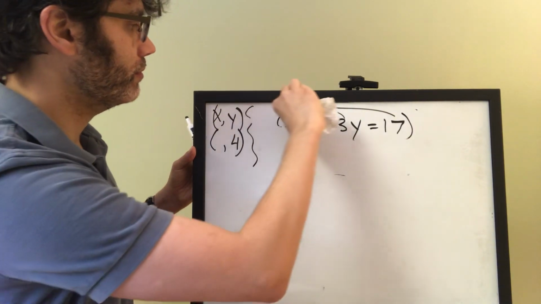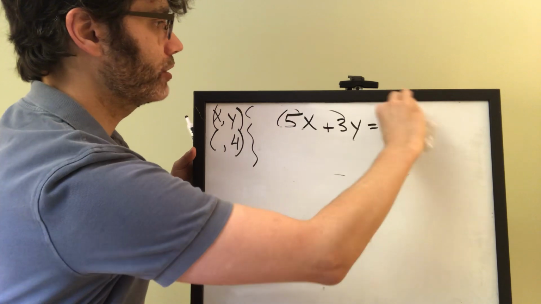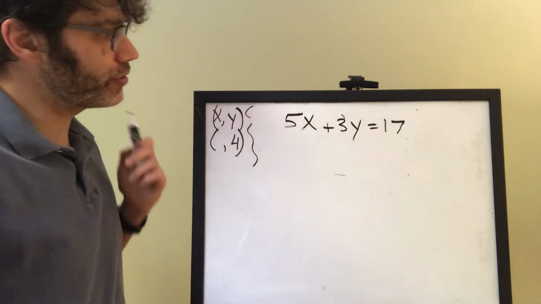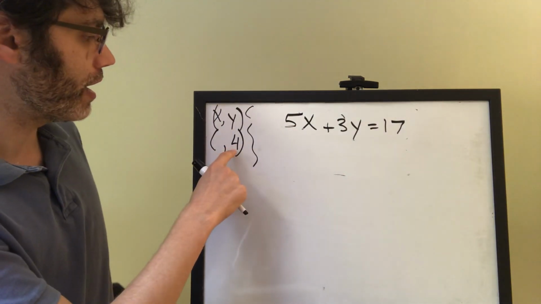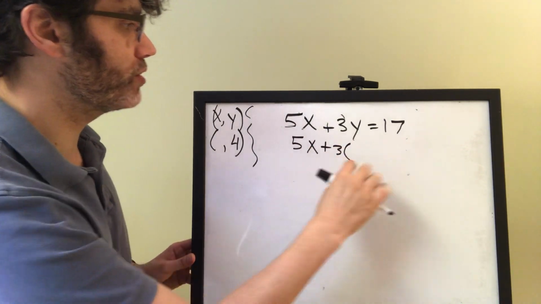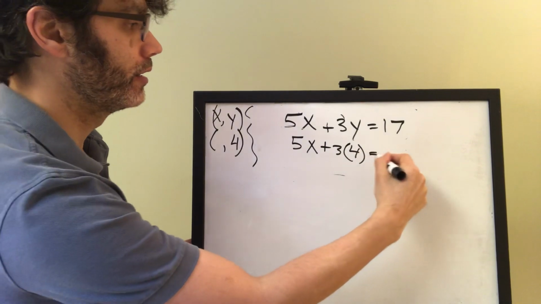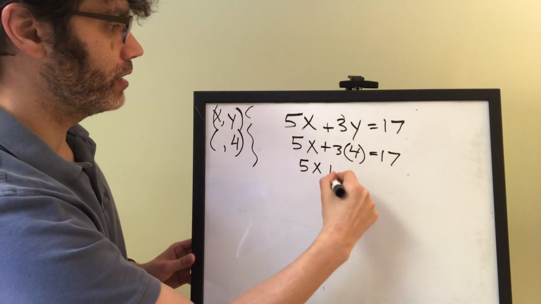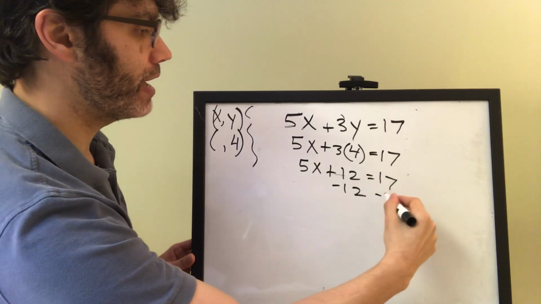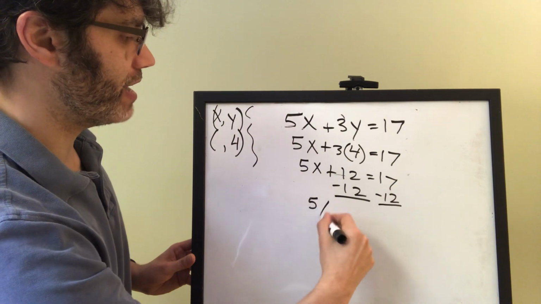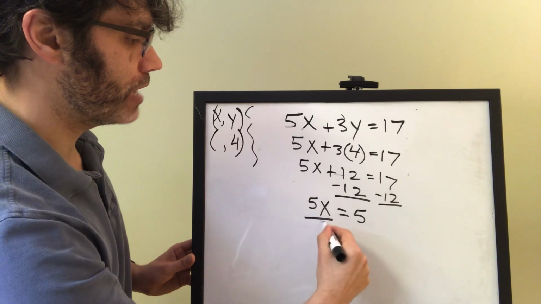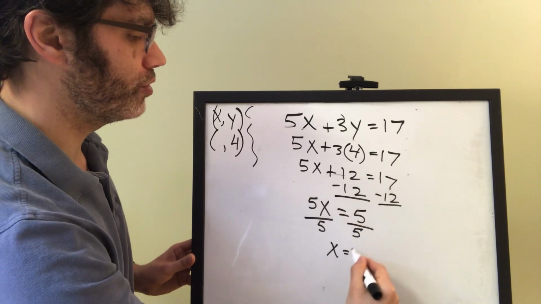So I can go back to the original equation, which looked much simpler than what we turned it into. So 5x plus 3y equals 17. That's an original equation that we had. And so we put 4 in for y. Okay, so 5x plus 3 times y, which we now know is 4. So that's 5x plus 3 times 4 is 12. And that's 17. Subtract 12 from both sides. So that's 5x equals 17 minus 12 is 5. And I divide both sides by 5. And I have x equals 1.